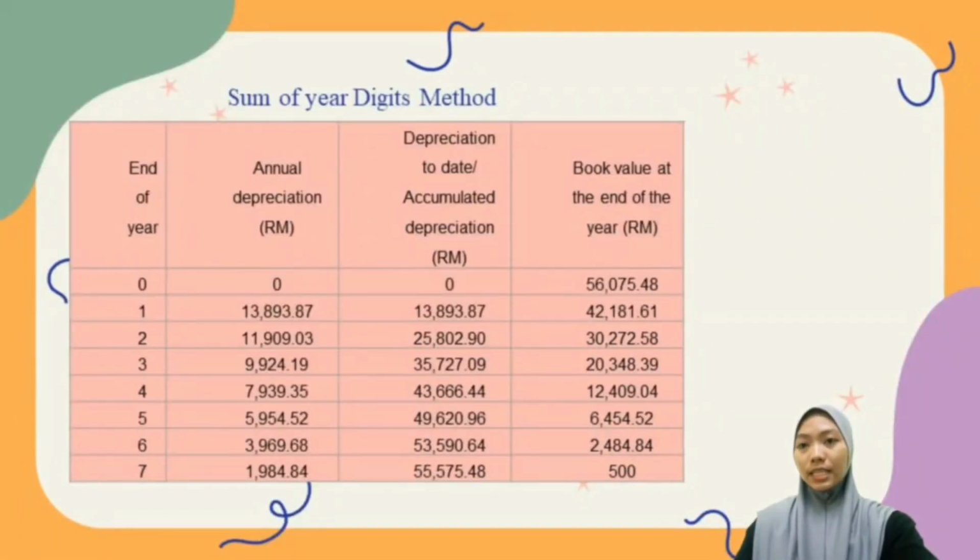The second method is the sum of year digit method. For this method, we need to sum and we got S equal to 28. The price for the cutting machine is 56,075 ringgit 48 cent minus 500, then we got 55,575 ringgit 48 cent. This value needs to be multiplied with the fraction of every year. And lastly, we got 500, which is the same as the salvage value.